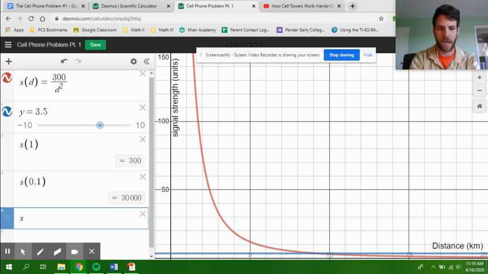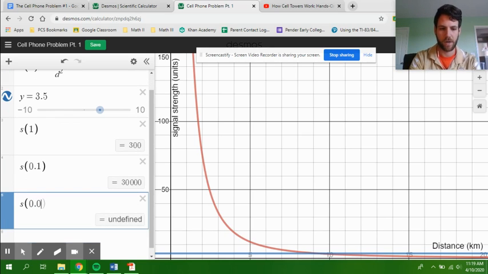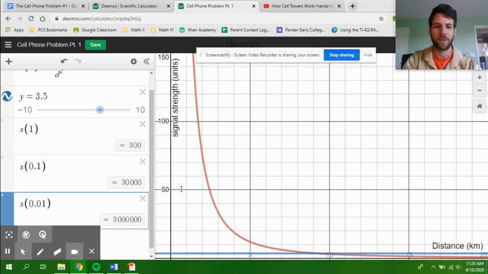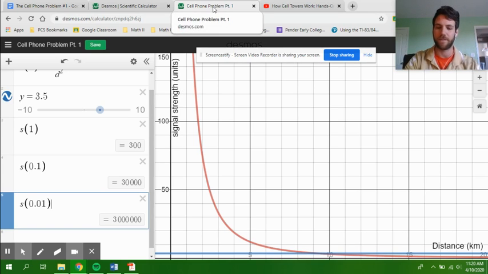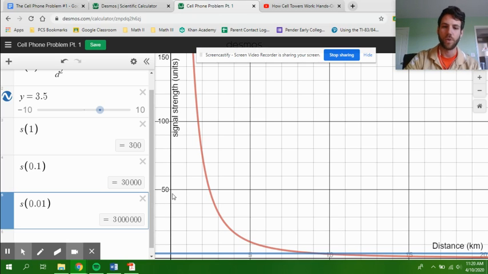If we did a hundredth of a kilometer, well, that would be a signal strength of 3 million, but that is not really very reasonable to have a signal strength of 3 million. As you get closer and closer to the cell tower, you would be able to understand that, well, my signal strength is not actually getting better if I am 12 feet from the tower, or if I'm 2 feet from the tower. That is essentially, for our purposes, exactly the same.